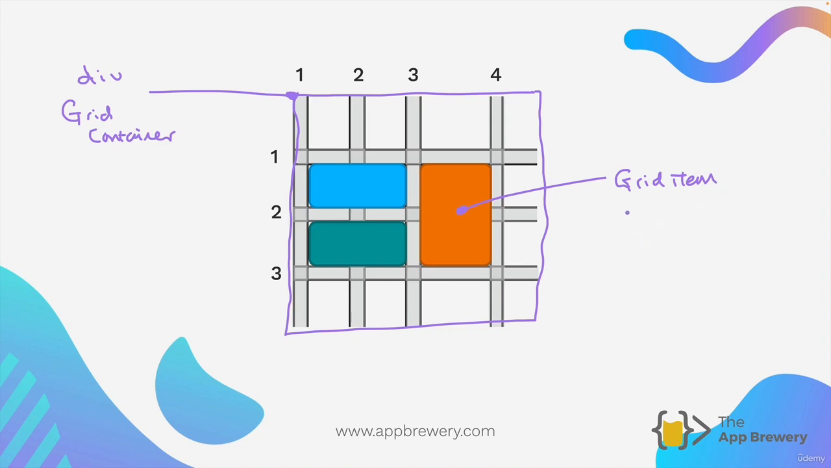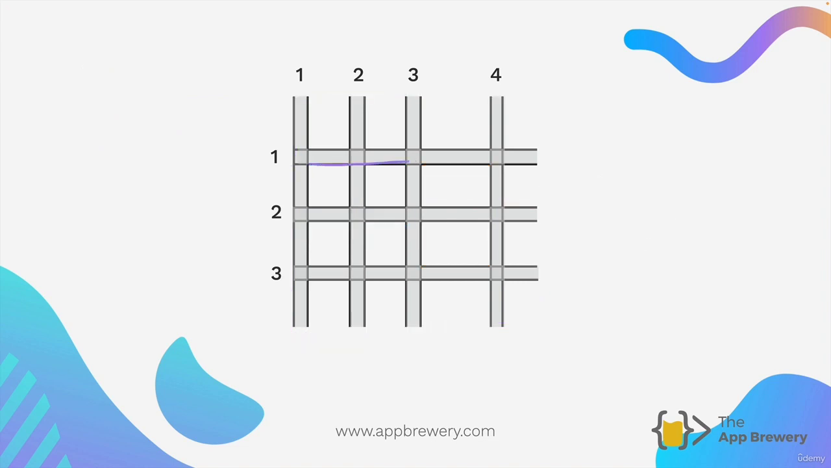And when we create and size our grid, we create these rows and we create these columns. Now these are collectively known as tracks. We have our row tracks and we have our column tracks. And we usually create and size these tracks using grid template rows or grid template columns.